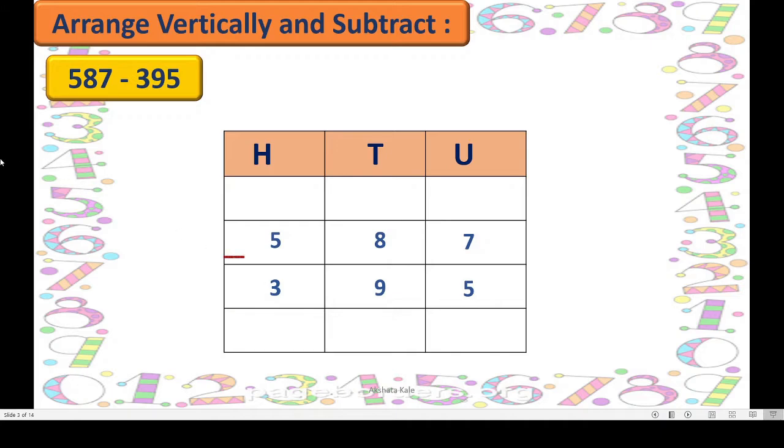Now we will begin our subtraction. In the unit place, 7 minus 5, that is 2. In the tens place, 8 minus 9. Here 8 borrows from 5 and it becomes 18, isn't it? And 5 becomes 4. Now 18 minus 9 is equal to 9 and 4 minus 3 is equal to 1. This you know, isn't it? Untying hundreds. Right? So the answer is 192. Correct?